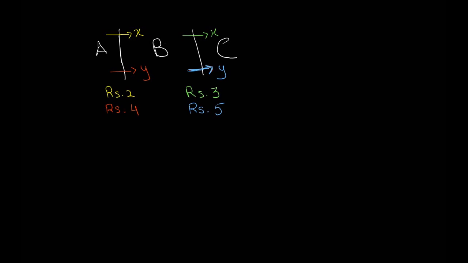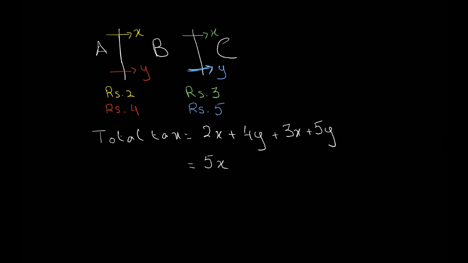So then you can see that the total tax cost is going to be equal to 2x plus 4y, that's for country A, and then you're going to have a cost of 3x plus 5y. So you can see that the total cost for the apples is going to be 2x plus 3x, which is equal to 5x, and the total cost of the oranges is going to be 4y plus 5y, which is equal to 9y.